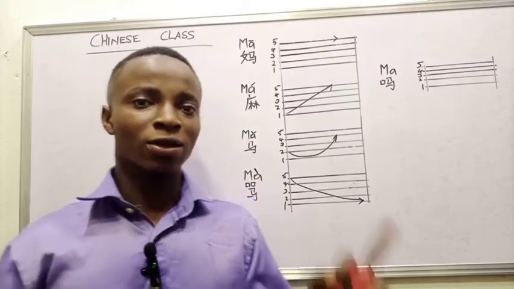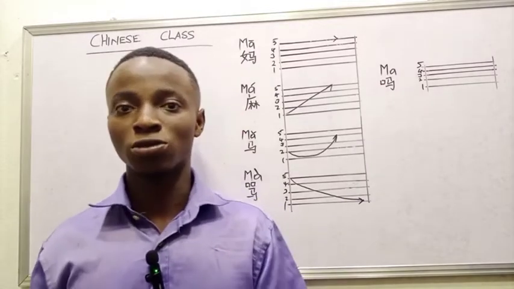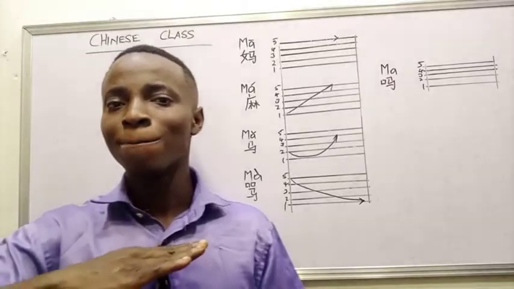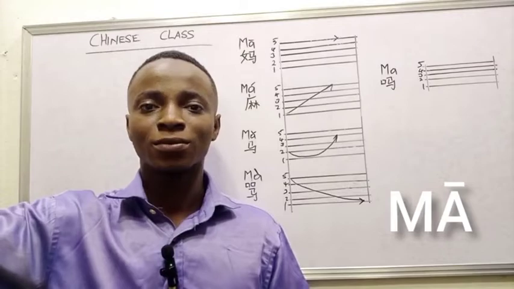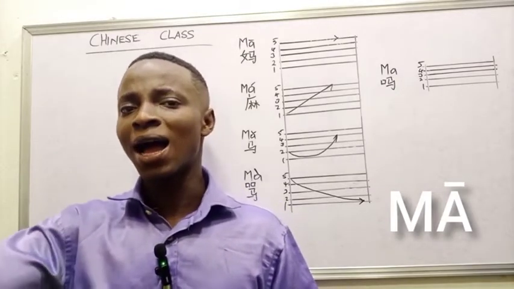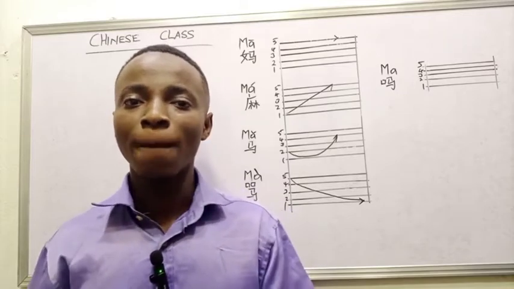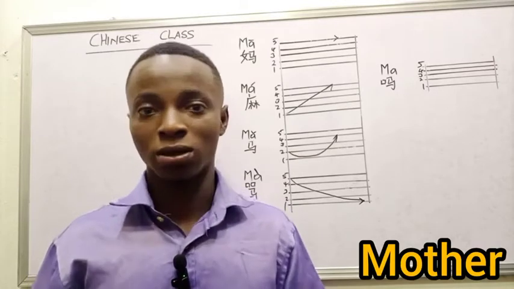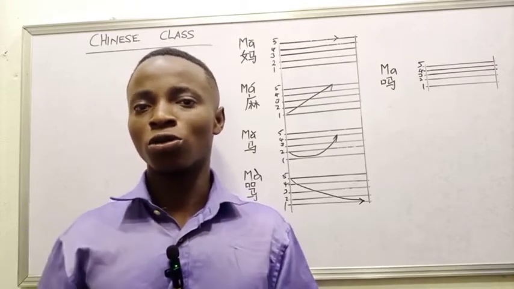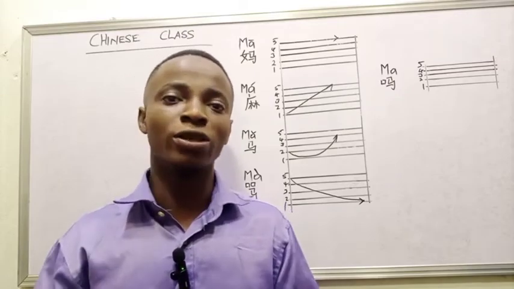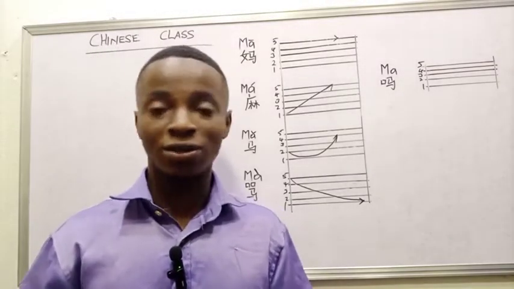Now remember, from the first one, we said that this first one is known as the flat tone. With the letter ma, what does that mean? Ma literally means in the English language mama, meaning mother. So the only thing that differentiates them are the characters which we write. If you look at the characters, you will see that they all have different characters.